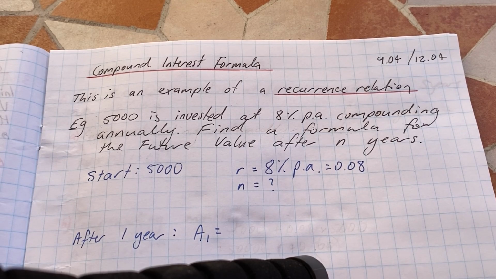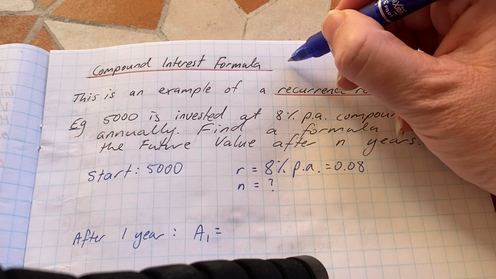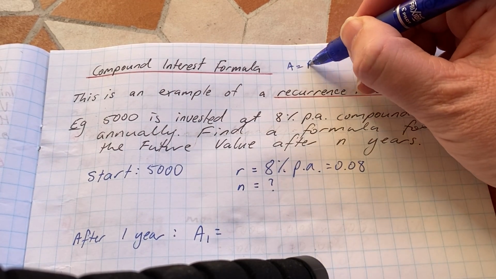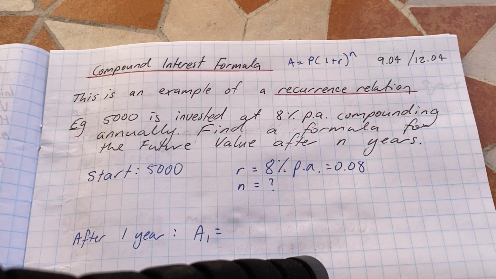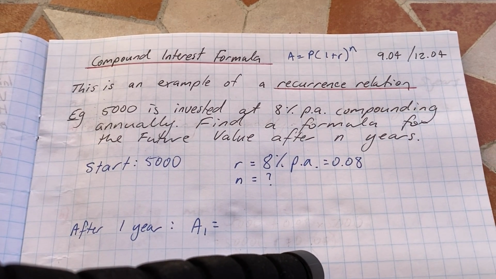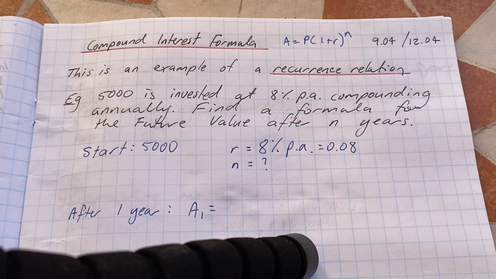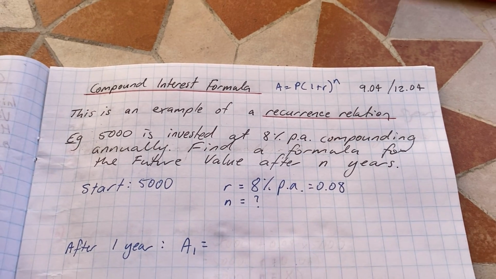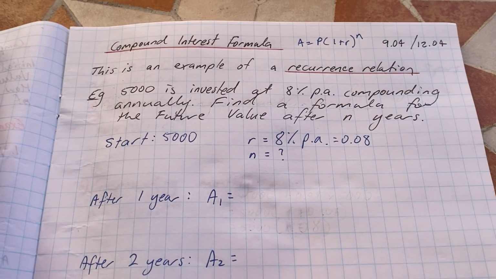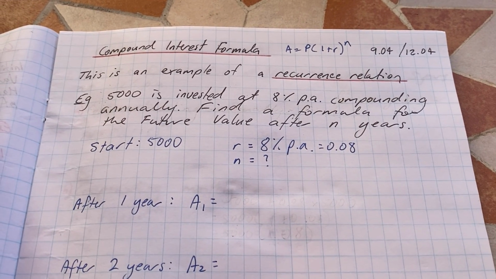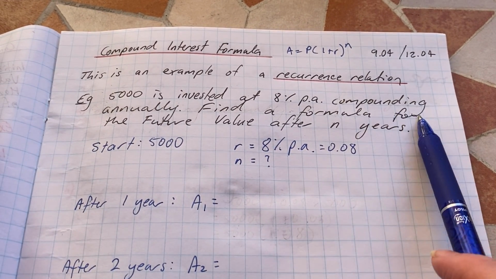So you may remember studying compound interest back in stage 5. You might remember the formula A equals P(1 plus R) to the power of n. We're really going to be looking at where that comes from. Compound interest is an example of a recurrence relation. We're going to see a lot of recurrence relations in the next few exercises. We're just raising the level here really.